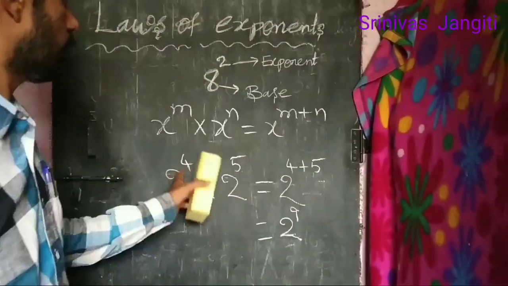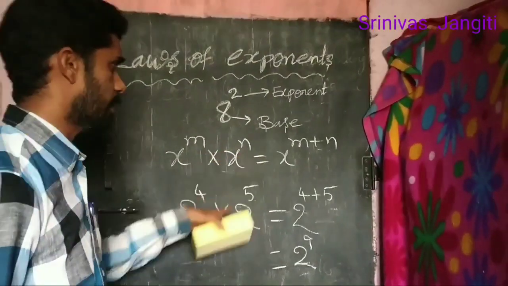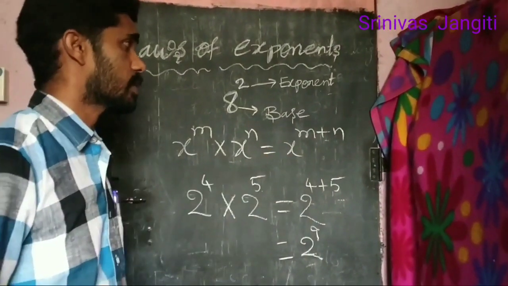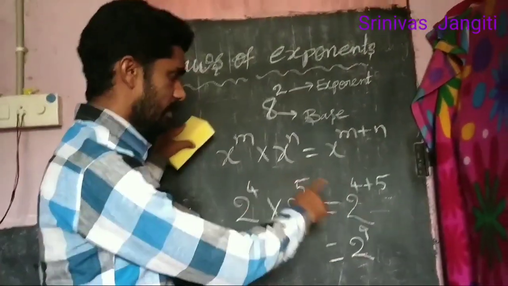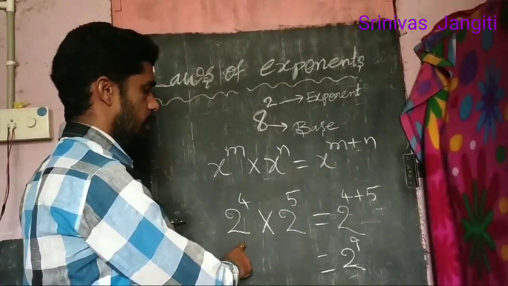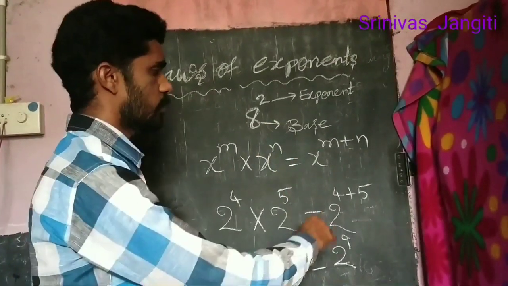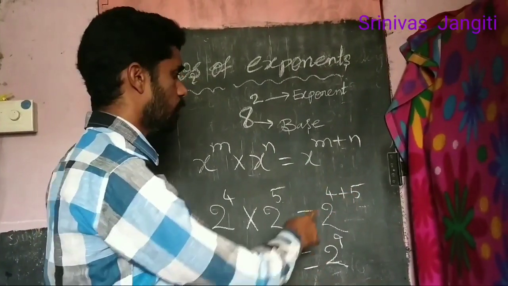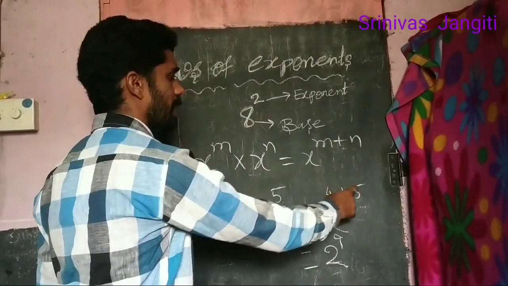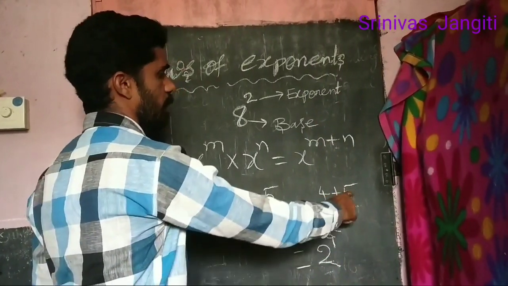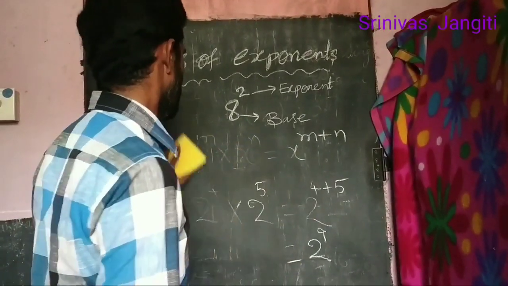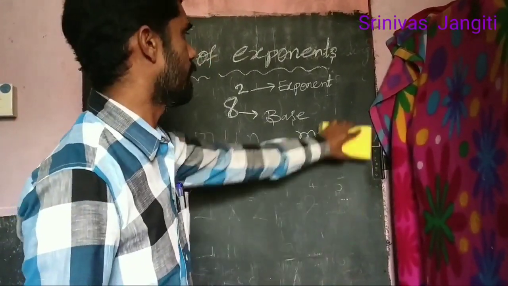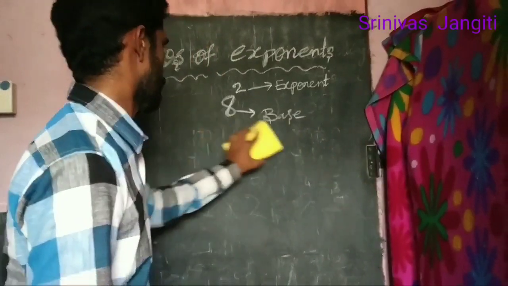So it's so simple. We know x to the power of m into x to the power of n is equal to x to the power of m plus n. This is the first one. Is that clear, everybody? 2 to the power of 4 into 2 to the power of 5 is equal to 2 to the power of 4 plus 5. Then 4 plus 5 is 9. Simple. You remember this. The first one is clear.